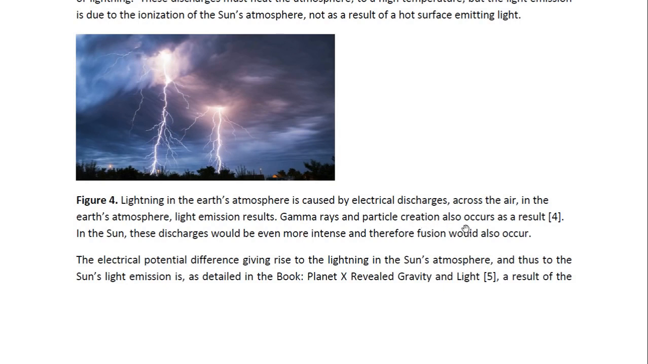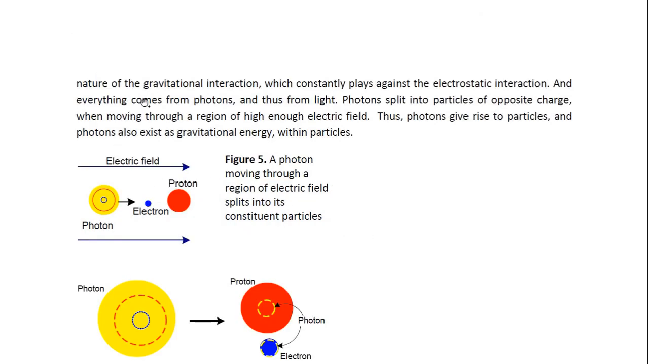Now, gamma rays and particle creation also occur as a result, and that is in the Earth. But then in the sun, these discharges would be even more intense, and therefore fusion would also occur. So the electrical potential difference giving rise to the lightning in the sun's atmosphere, and thus to the sun's light emission, is, as I have detailed in the book Planet X, Revealed Gravity and Light, as a result of the nature of the gravitational interaction, which constantly plays against the electrostatic interaction.